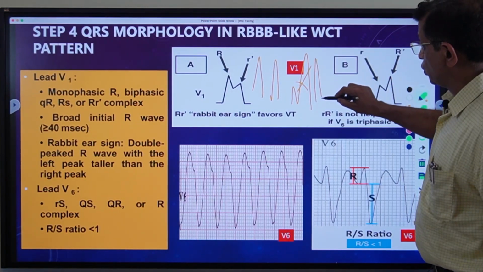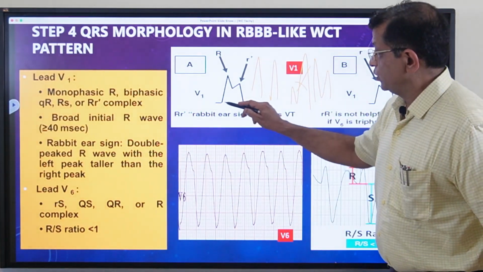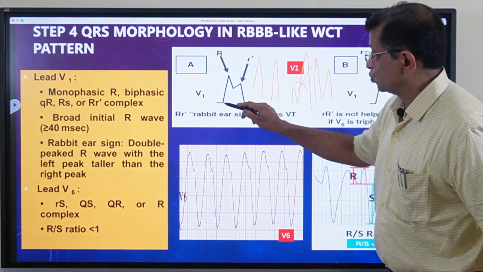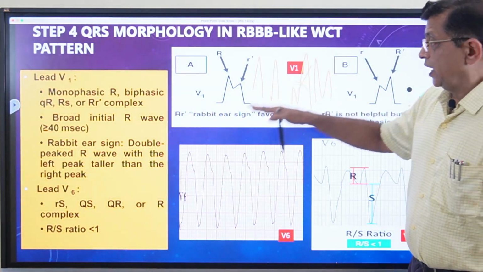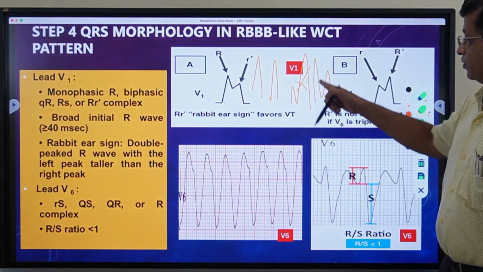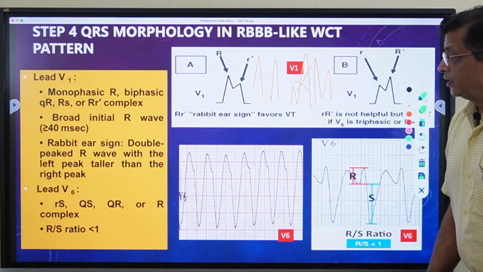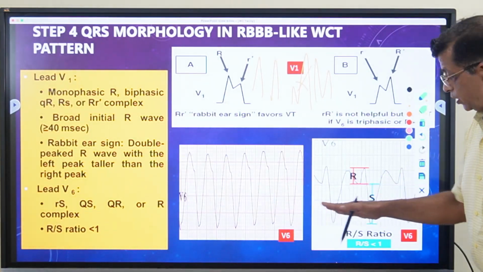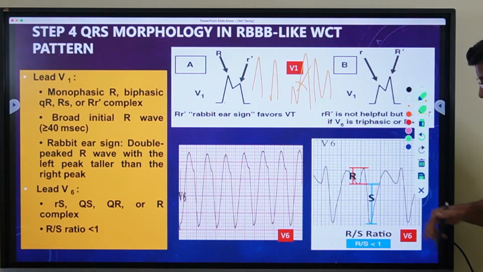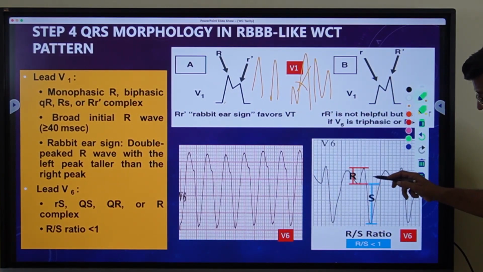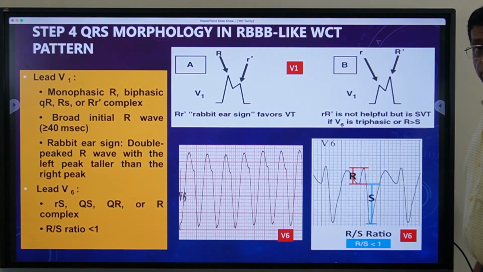Or if you have this type of R, it is not allowed; you have to have a taller left peak and broad initial R wave. The initial R wave should be broad, more than one small square. So broad initial R wave, tall R complex and left peak. If there are two peaks, the left peak is taller. Then in lead V1 and lead V2, there should be either QS, or if R is present, R should be much smaller than S, or R by S ratio should be less than 1. You can see here the R wave is very small and the S wave is deep. So R by S ratio is less than 1. If this is the case, this suggests ventricular tachycardia.